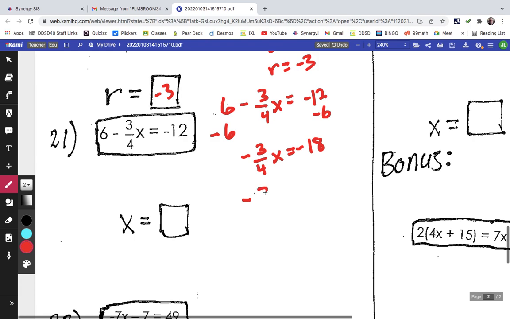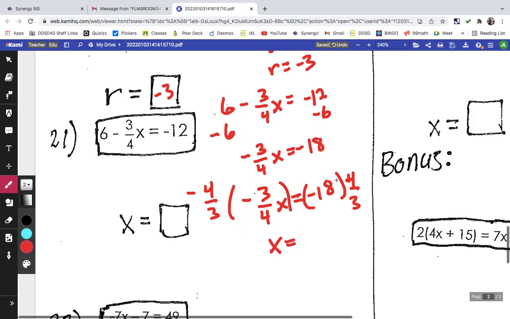I'm going to make a copy of this so that I can multiply it and still keep that step where you can see it. So I'm going to multiply this by -4/3. Multiply this by -4/3. So this side is going to equal x. 3 goes into 3 once. 3 goes into 18 6 times. So -6 times -4 is 24. So the answer on this one was 24.